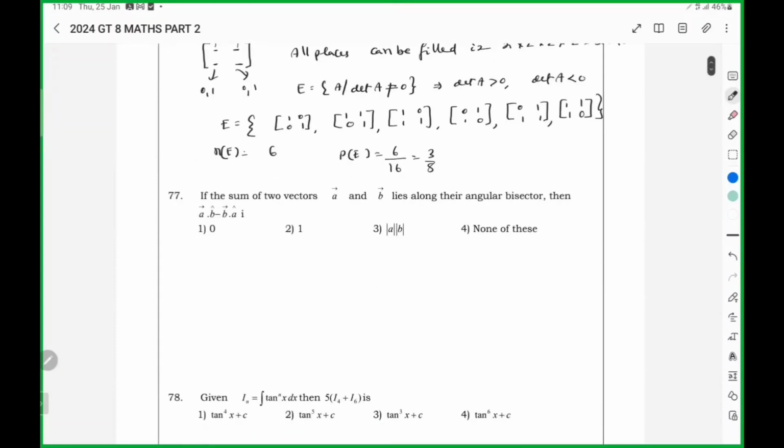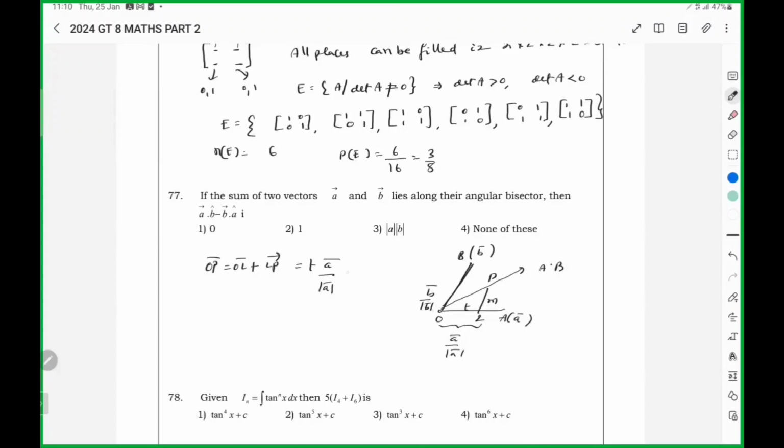Here the sum of vectors, say this is A bar, this is B bar, this is the angle bisector. So the vector along the angle bisector for 1 unit is A bar by mod A bar. We don't know how many units. We will write along this vector is this. How many units are there? We don't know. But it is theta. This one is parallel.